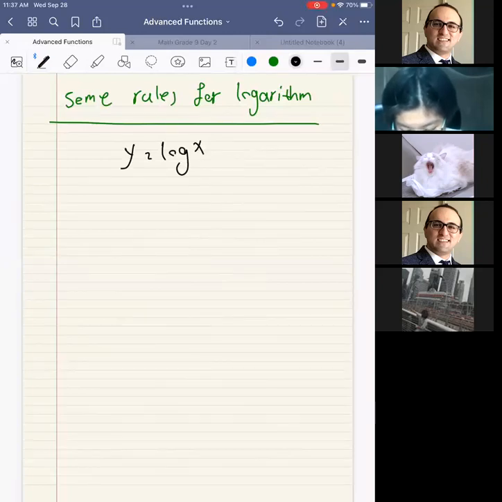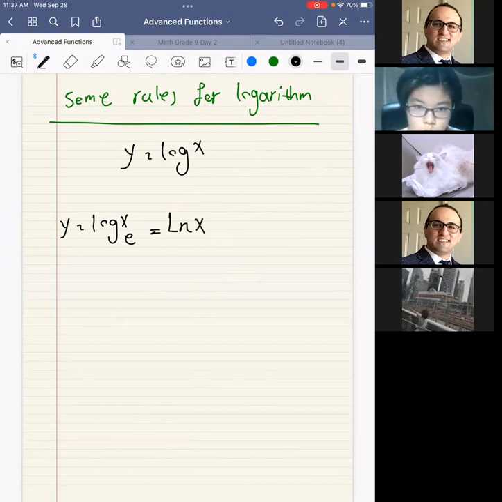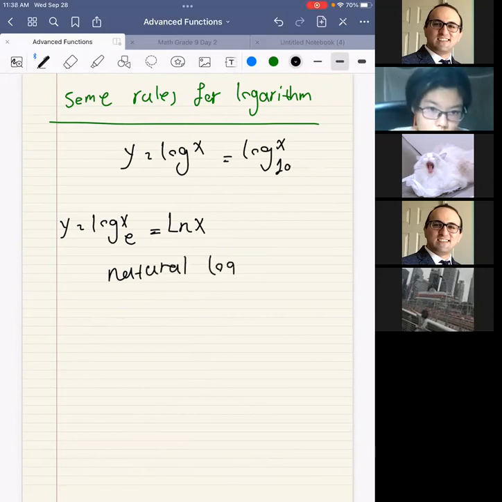And for base equal to e, I use this notation: y equal to ln of x. ln is the natural logarithm. When nothing is written, that means log of x with base 10. So the natural logarithm means the logarithm with base e.